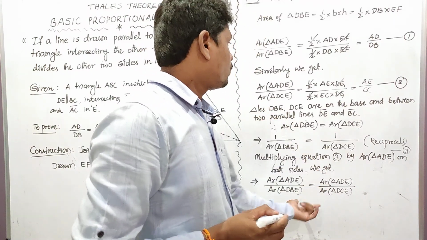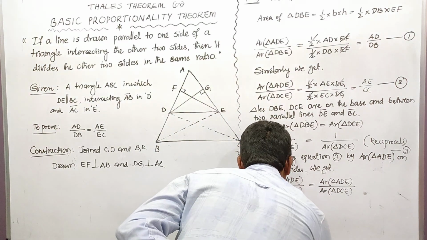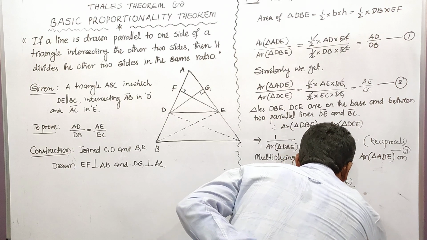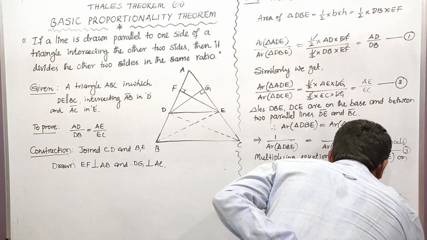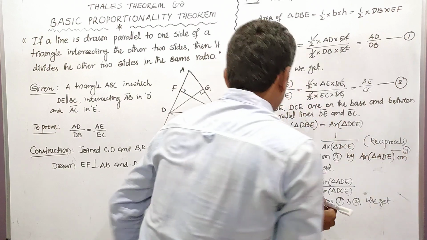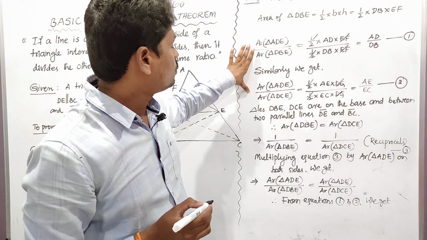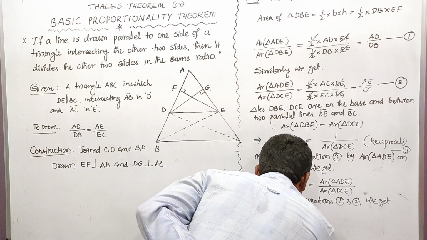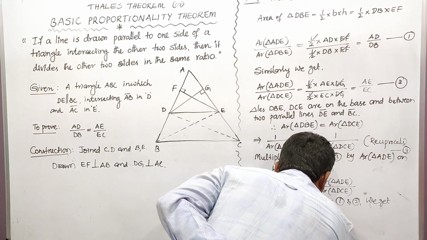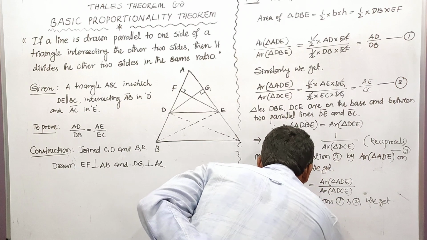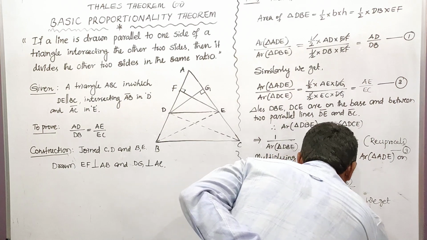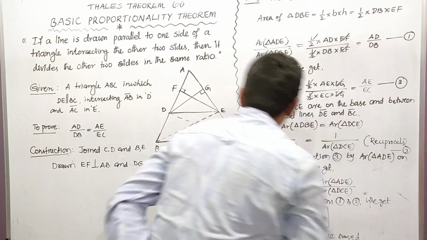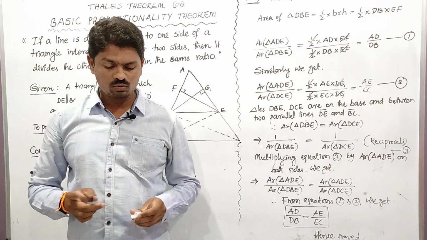So from equations 1 and 2 we get: the left hand sides are equal, student, so we can equate the right hand sides. AD by DB is equal to AE by EC. This is what we had to prove, student. Hence proved. So that's all. This is the proof of the basic proportionality theorem, student.